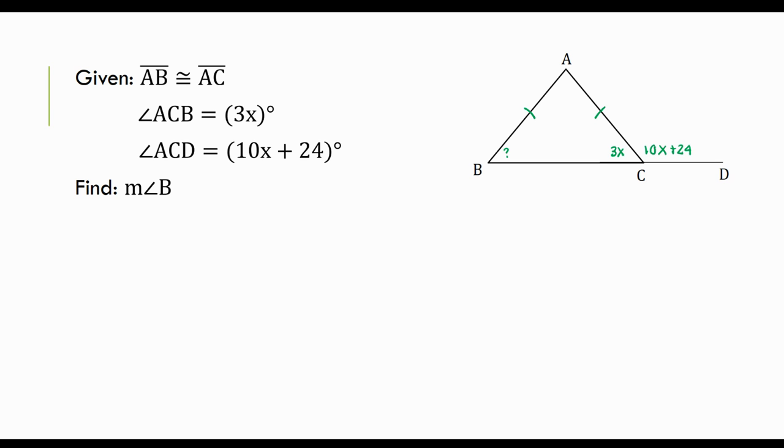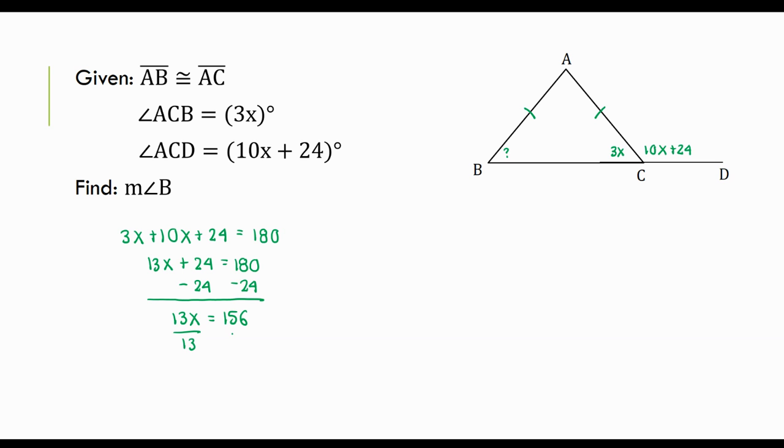Okay, so the two angles that they gave us are two angles that are supplementary. They are forming a straight angle. So I'm going to solve for x by adding those two angles and setting it equal to 180. So we'll have 13x plus 24 equals 180. I'm going to subtract 24. That gives us 13x to equal 156. And then I'm going to divide by 13. And I'm going to get x to equal 12.